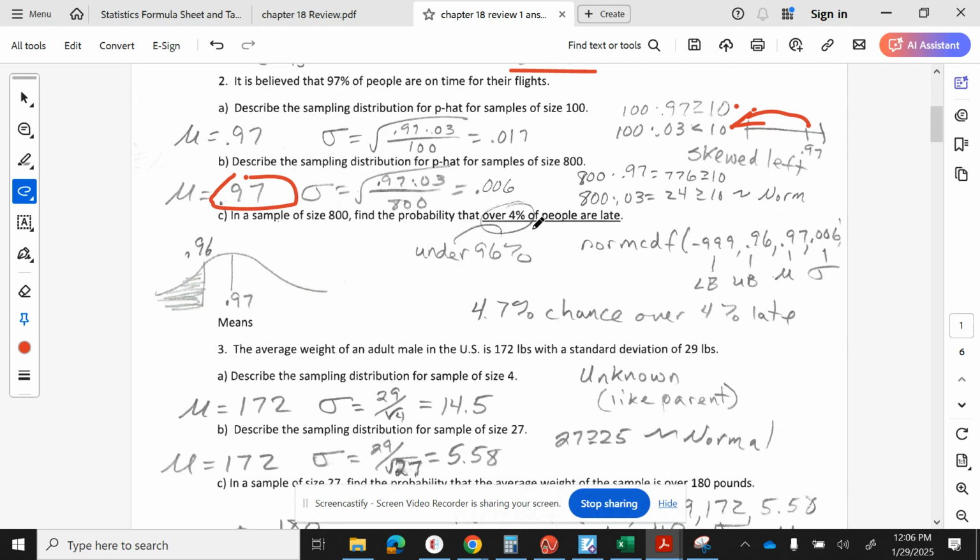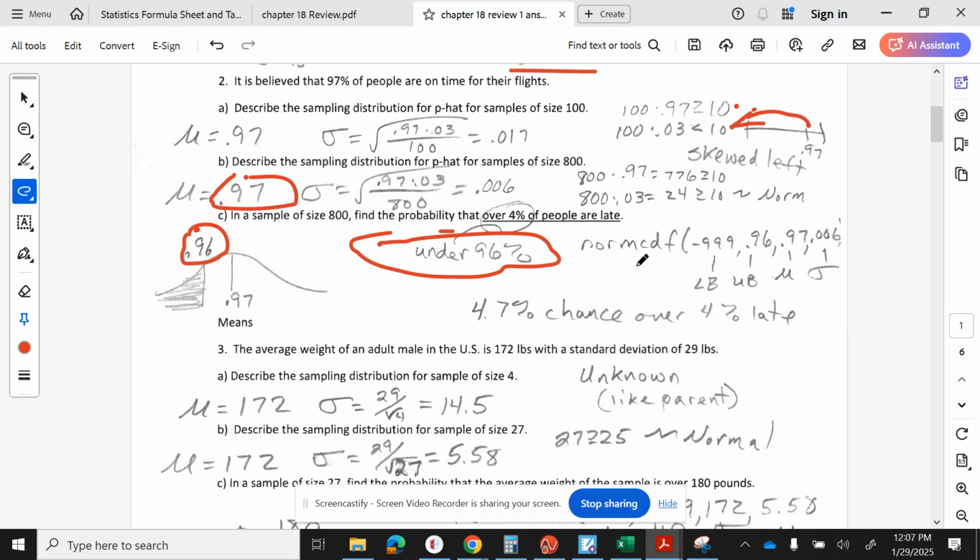But over 4% are late. Now, this one, think about this. 4% of people being late would be the same as 96% being on time, but we have to figure out, well, where do we end up with over 4%? So think of a number over 4%. 5% being late. If 5% are late, we'd end up down here at 95% on time. So therefore, we're going to shade the lower part of the curve because that's the equivalent. Under 96% is the equivalent of over 4%. So we just make it simple.